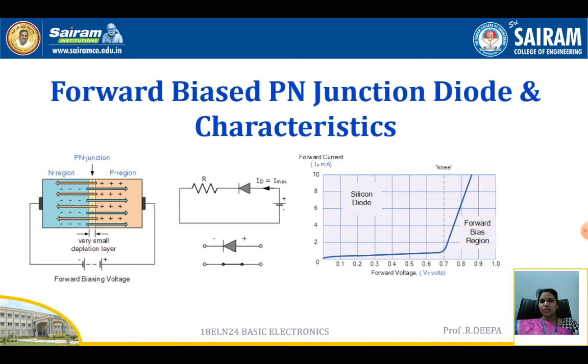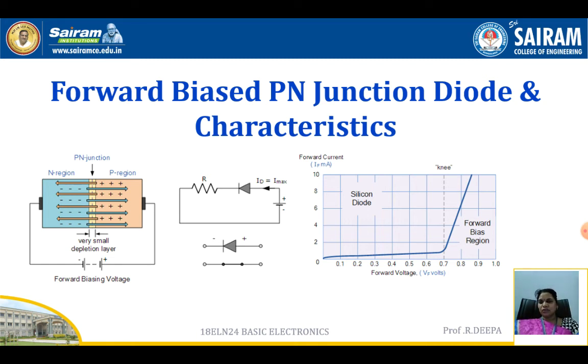Forward biased PN junction diode and its characteristics. So what is forward bias? Forward bias is nothing but applying an external voltage with the help of a battery to the PN junction diode. The N-type material is connected to the negative of the battery and the P-type material is connected to the positive of the battery.